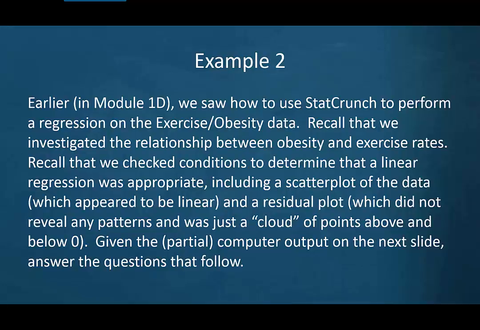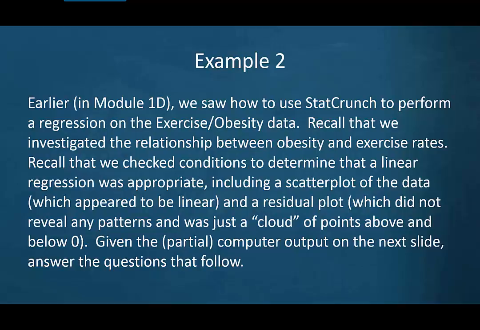Example 2. Earlier in Module 1D, we saw how to use StatCrunch to perform regression on the exercise obesity data. Recall that we investigated the relationship between obesity and exercise rates, and recall that we checked conditions to determine that a linear regression was appropriate, including a scatter plot of the data, which appeared to be linear, and a residual plot, which didn't reveal any patterns, which is sort of a cloud of points above and below zero.